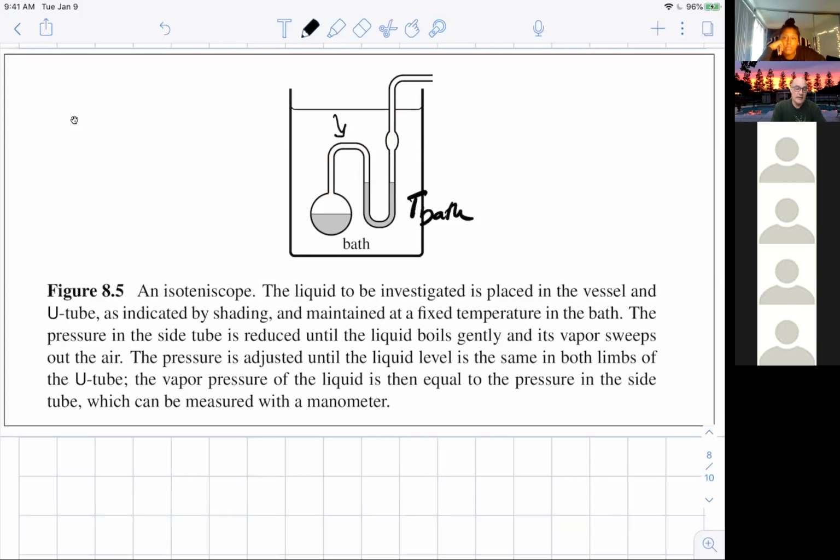And then what we have here is air pressure or a controllable pressure, right? It doesn't have to be open. It could be hooked up to something where we can control the pressure. Because what we want to do is when that surface is level, then the vapor pressure, P_vap, inside here equals that external pressure, which I'm calling P_air, right?